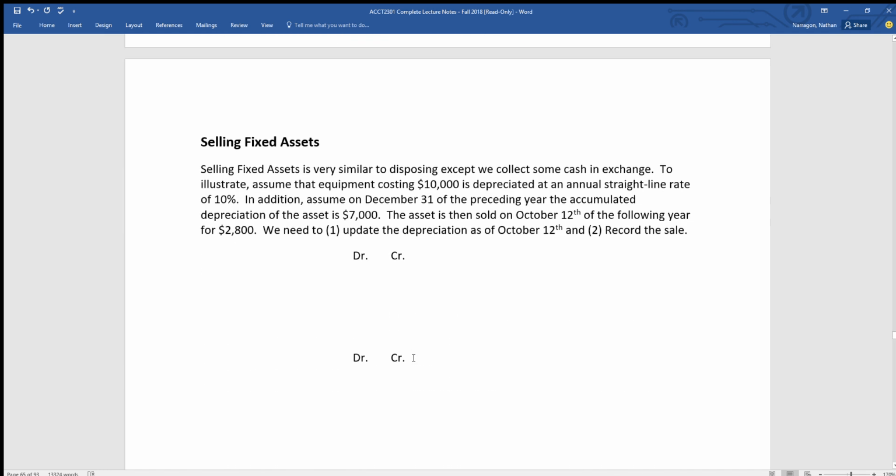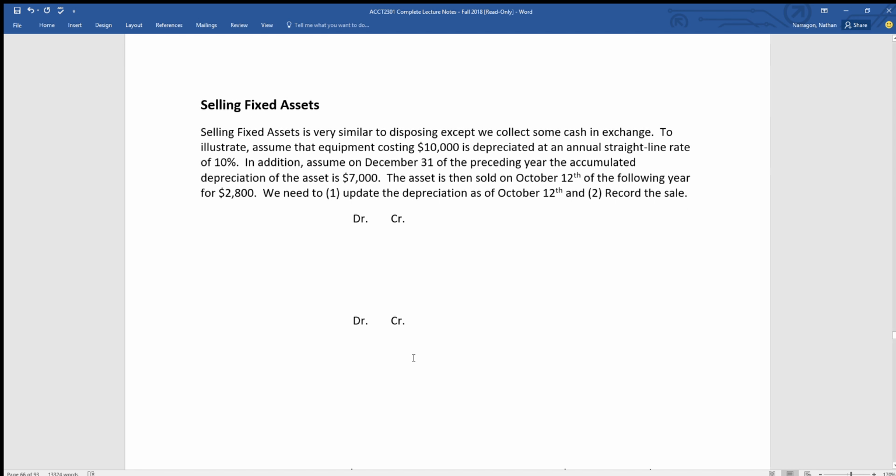So selling is a little bit different on the journal entries, pretty much because we've got money coming into us. We sold it. So this is going to change it up just a little bit. Let's use this: we sold a fixed asset, very similar to disposing, except we collected the cash. So we're going to assume this time a piece of equipment cost about $10,000 and is depreciated on a straight line rate of 10%. In addition, assume on December 31st of the preceding year, the accumulated depreciation of the asset is 7 grand. The asset is then sold on October 12th of the following year for $2,800.